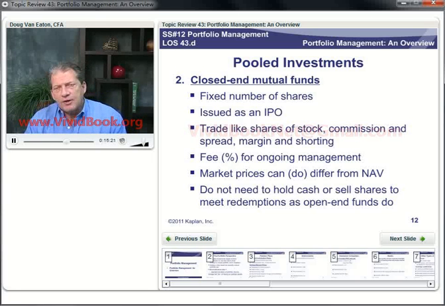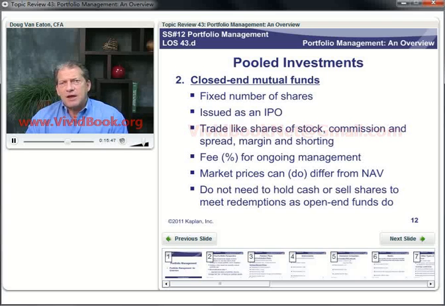You buy them with a commission. There's a bid-ask spread. You can buy them on margin. You can short them, and you can trade them any time of the day, any time the market's open. Now, the management company still gets a fee for the ongoing management of the portfolio, just as with an open-ended fund. But market prices can, and very often do, differ from net asset value.